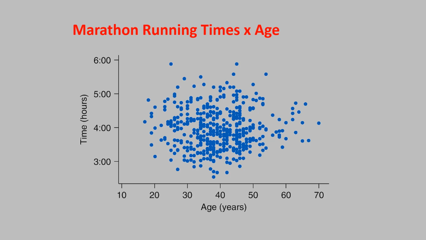This chart shows the relationship between age and marathon run times in hours. It's hard to see any kind of relationship in these data. There are young runners with slow times, moderate times, and fast times, and older runners also with slow, moderate, and fast times. A scatter plot like this one suggests that there's no relationship between age and marathon speed.